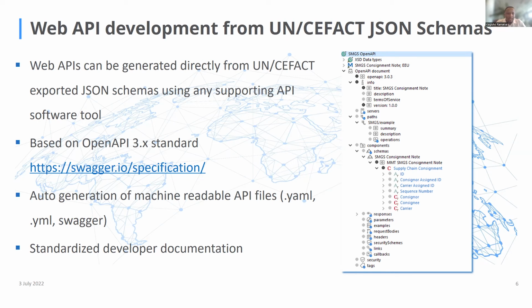The idea is to auto-generate the machine-readable API files in a format called YAML or in a format that could be read by the Swagger environment. And this API development ensures standardized developer documentation that could then be taken and be used directly within the implementation project. On this slide, you have a sample interface of an API using one of the MMT subsets, which is the SMGS consignment note from the rail sector.